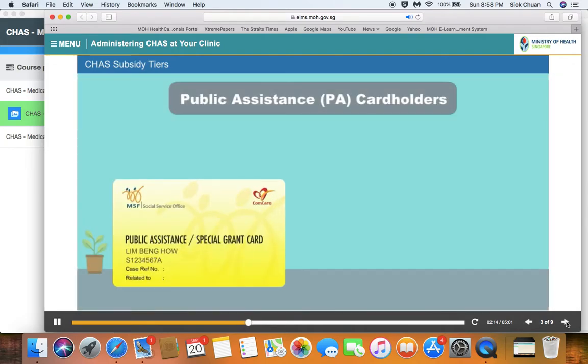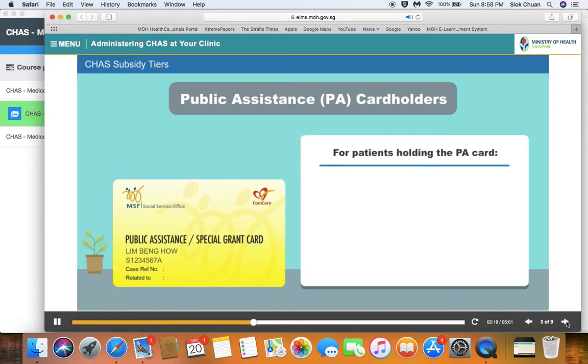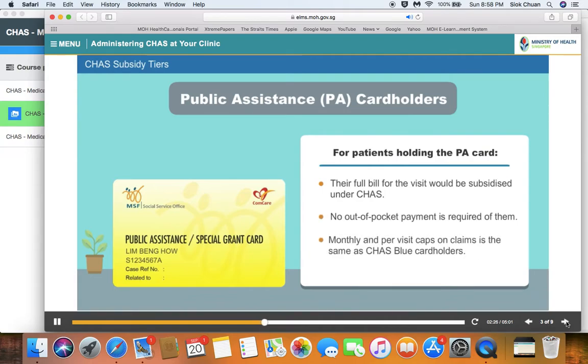Singaporeans' PA cardholders enjoy CHAS subsidies at CHAS clinics. For patients holding the PA card, their full bill for the visit would be subsidized under CHAS, and no out-of-pocket payment is required of them. Monthly and per-visit caps on claims will be the same as CHAS Blue cardholders.